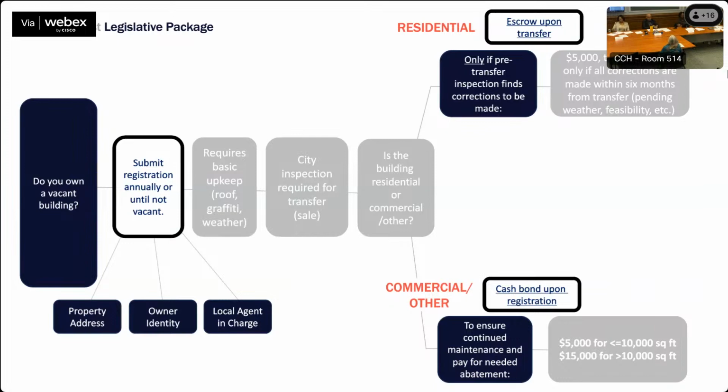The residential track requires $5,000 in escrow and assumption of violations. The commercial track requires a bond depending on the size of the building and an annual registration fee. Next slide, please.